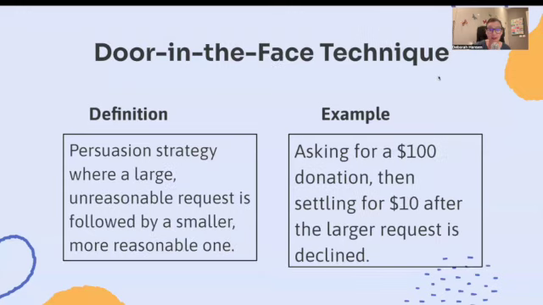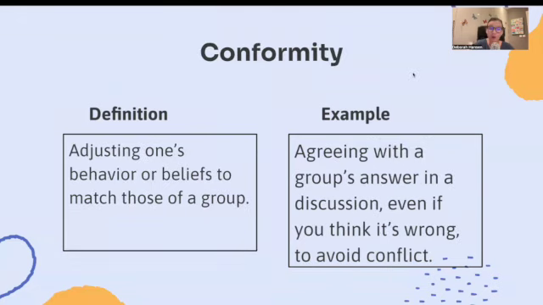Door in the face technique. Persuasion strategy where a large, unreasonable request is followed by a smaller, more reasonable one. So, for example, asking for a $100 donation, then settling for $10 after the larger request is denied. Conformity. Adjusting one's behavior or beliefs to match those of a group. For example, agreeing with a group's answer in a discussion, even if you think it's wrong, just to avoid conflict.